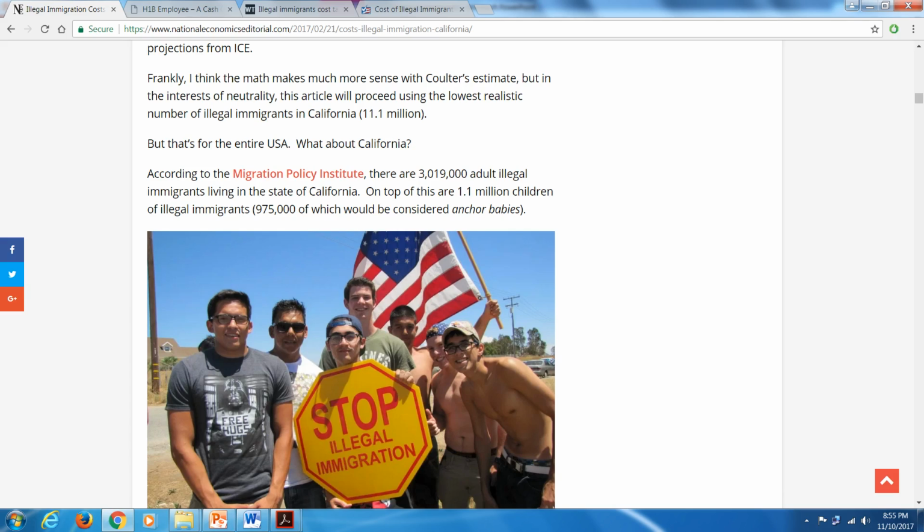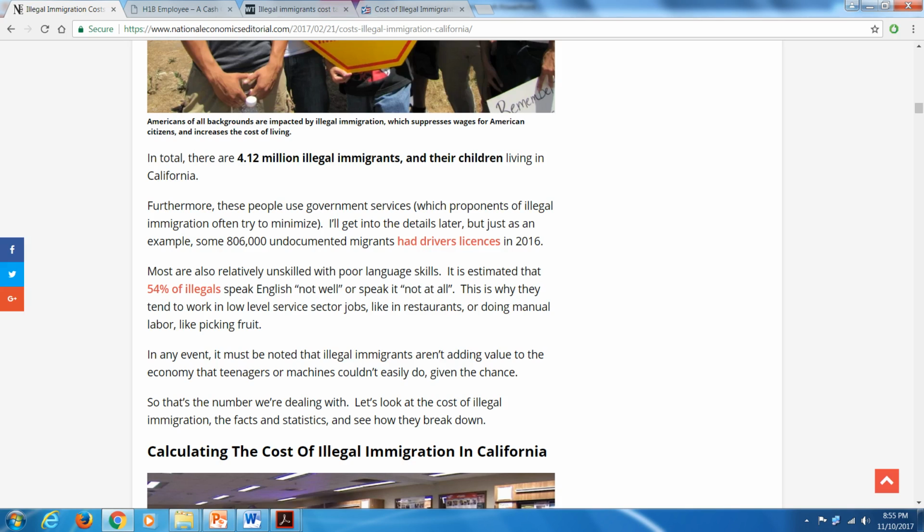There are 3 million adult illegal immigrants living in the state of California, and on top of that 1.1 million children of illegal immigrants, of which 975,000 would be considered anchor babies. And now the state of California gave them driver licenses as well, and now the whole state is a sanctuary state also.